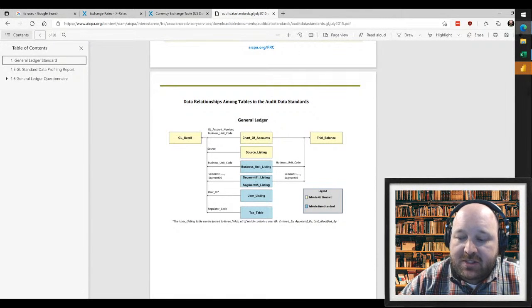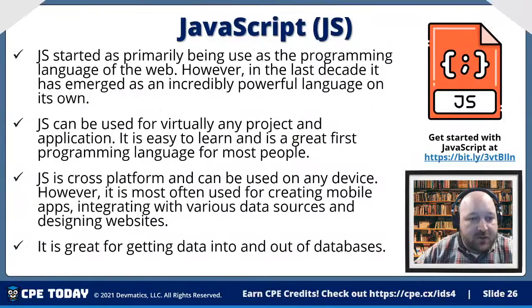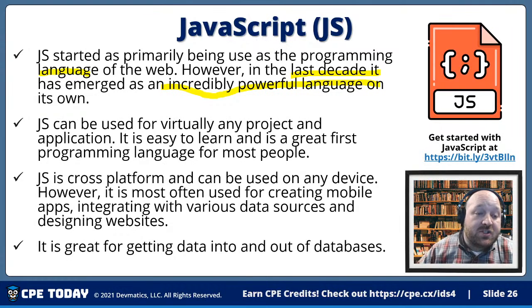Now, the other programming language I would tell you to take a look at would be JavaScript. JavaScript primarily started its life being the programming language of the web. However, in the last 10, 15 years, it's emerged as an incredibly powerful language on its own. And JavaScript can be used for virtually anything. It's very easy to learn. It's great. And we're actually starting to see more and more JavaScript make its way into applications like Excel, PowerPoint, and others. And I could often see JavaScript, or maybe even its successor product, TypeScript, replacing VBA and other Microsoft-centric languages in the future. It's great, for example, for getting stuff in and out of databases.